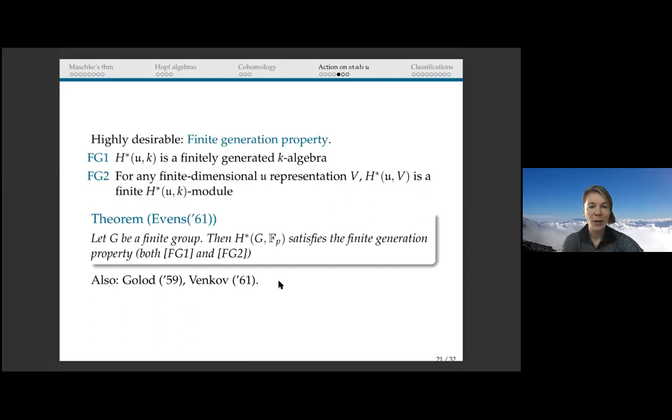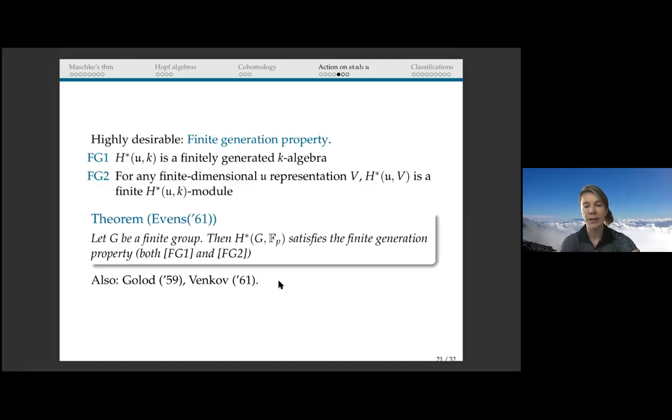Okay, now the first person who actually realized the importance of the second condition was Len Evens, and he proved the finite generation property for finite groups. So both FG1 and FG2. At exactly the same time, this was proven by Boris Venkov, a topologist, I think, from St. Petersburg. But the proofs of Evens and Venkov were completely different.